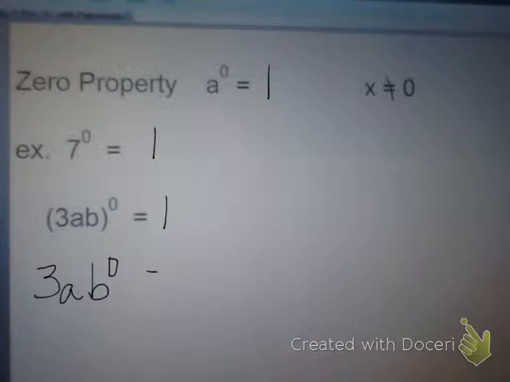Anything to the 0 power is 1. 7 to the 0 power is 1. 3ab, all to the 0 power is 1. But in the very last example, notice that it's just b to the 0 power, so it's 3a times 1, which is 3a.